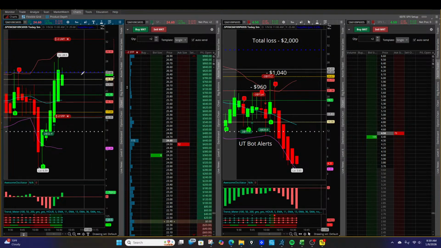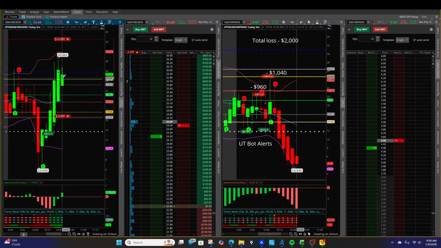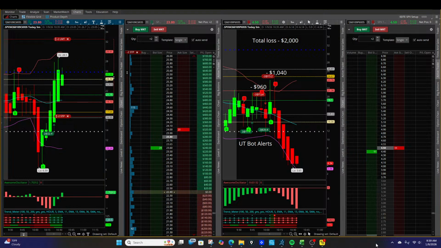Okay, I'm looking also for a wick to touch this upper band, because when that happens, I'm looking to sell at that point or get ready to sell.